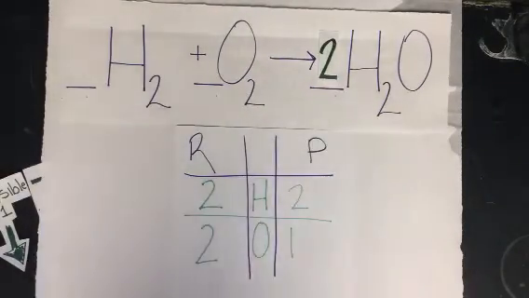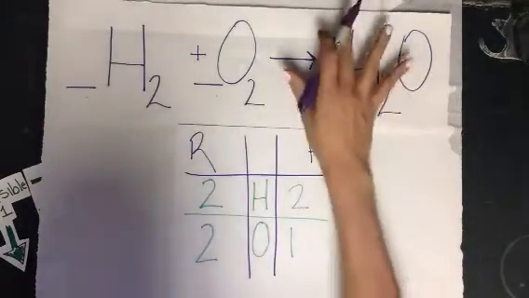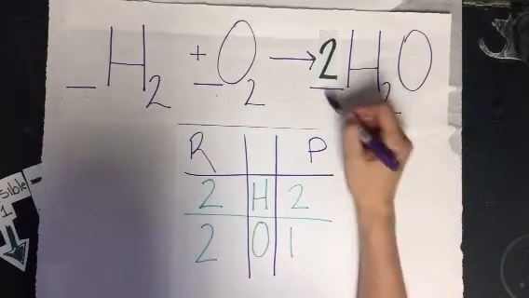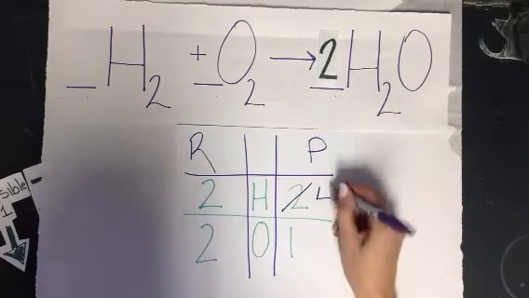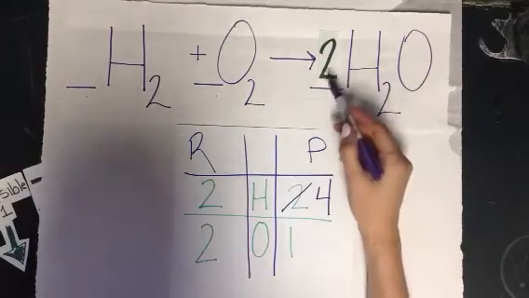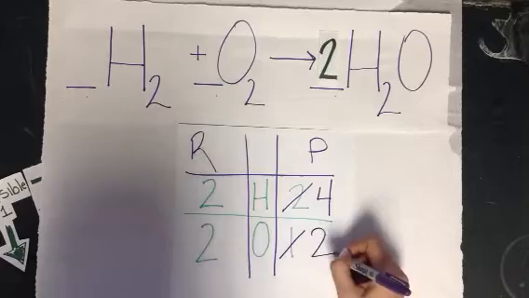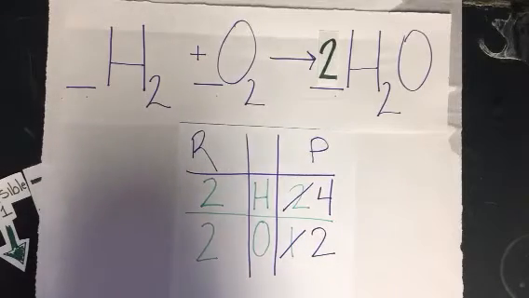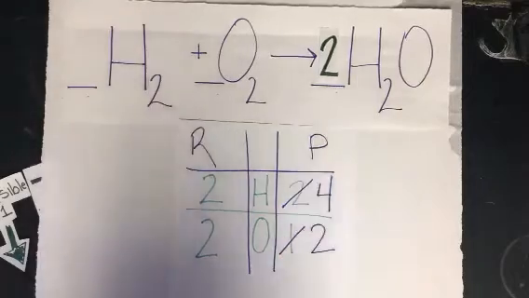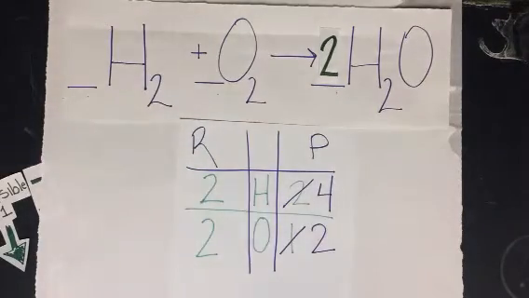So now I need to retake inventory. Always retake inventory when you've changed something. I changed the products, so I have to retake inventory for my products. I now have 4 hydrogens. That's okay. I know you're thinking that threw it off, but that's all right. That's what happens. And now I have 2 oxygens. While my oxygens are balanced, my hydrogens got thrown off. That's the way it works. Sometimes it throws things off. So now we have to go back and balance the hydrogens.